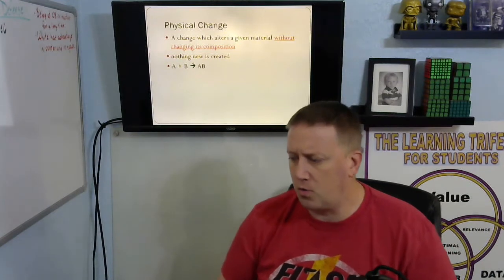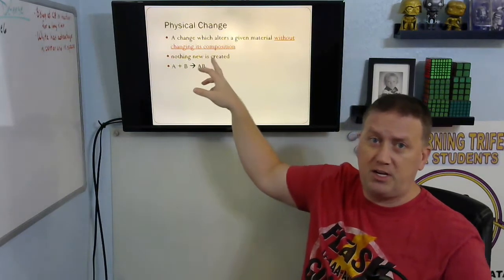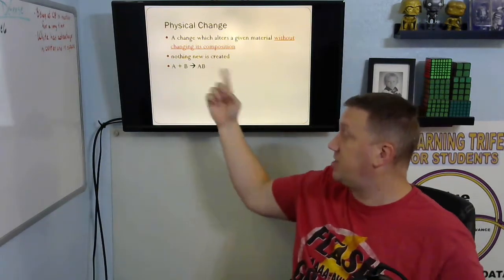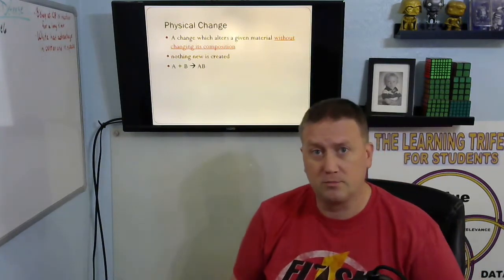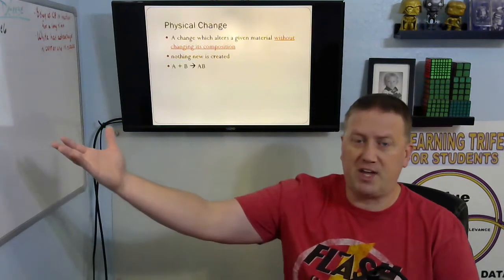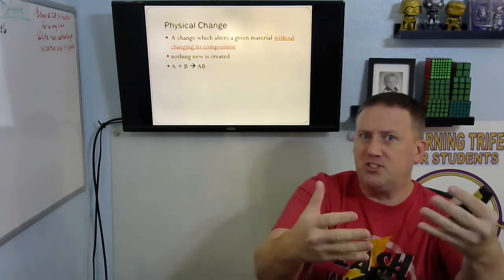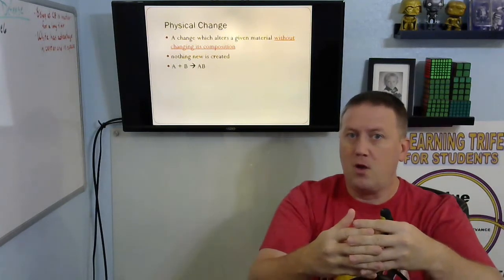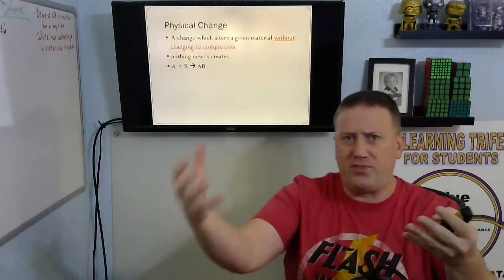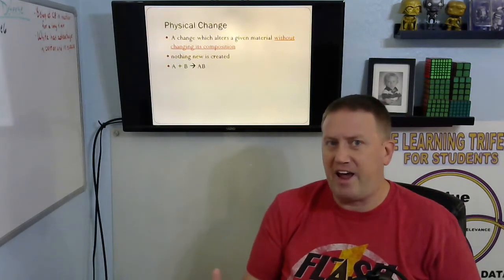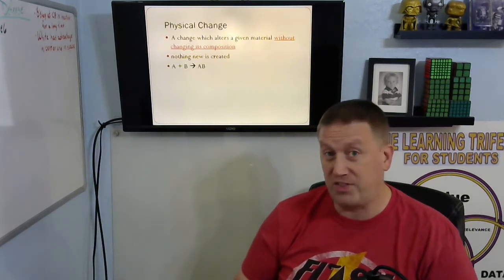So here's the example. We have substance A, substance B, and in the end, we still have substance A and substance B. So here we're forming a mixture. We can put them together, but they're still substance A and substance B. Remember when we talked about mixtures, we can separate mixtures from each other. We can separate those substances because we just have a physical change that's occurring. Nothing new is created.